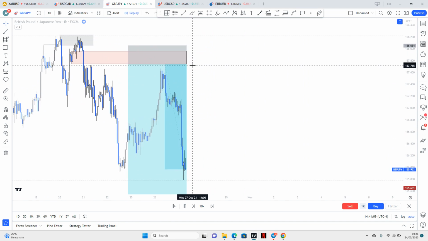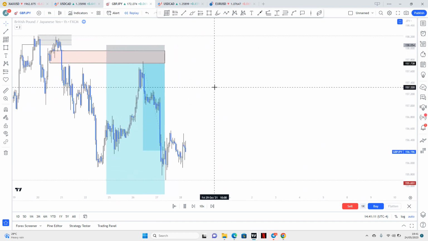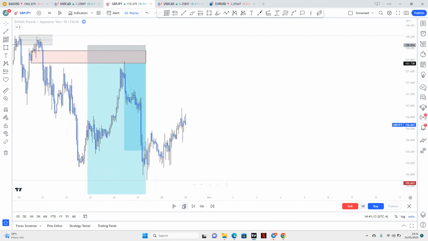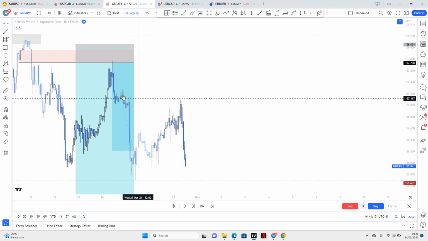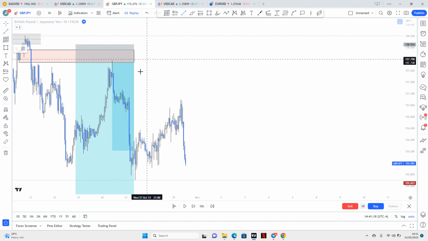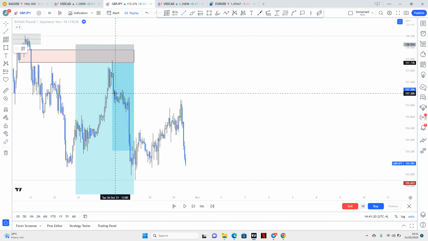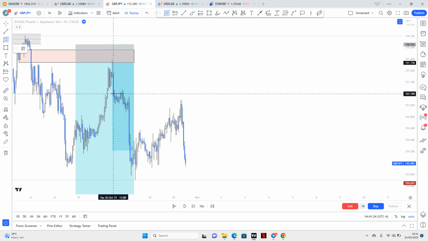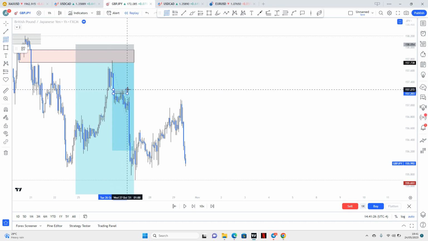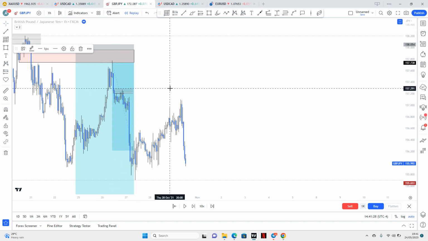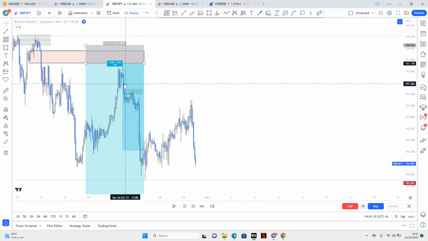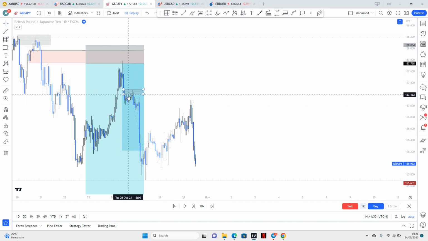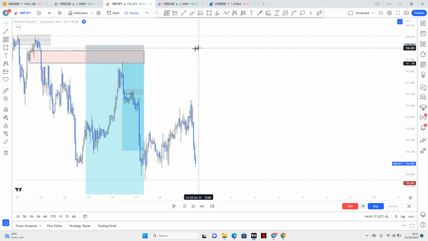Price taps in, then it continues that way. What happens next? This actually swept every single liquidity right here. And then where did it tap into? A high volume imbalance. Remember what I said about it? The place where two long candles meet. These two long candles are coming out from there. Two long candles, high volume imbalance, it just taps into it and then drops.